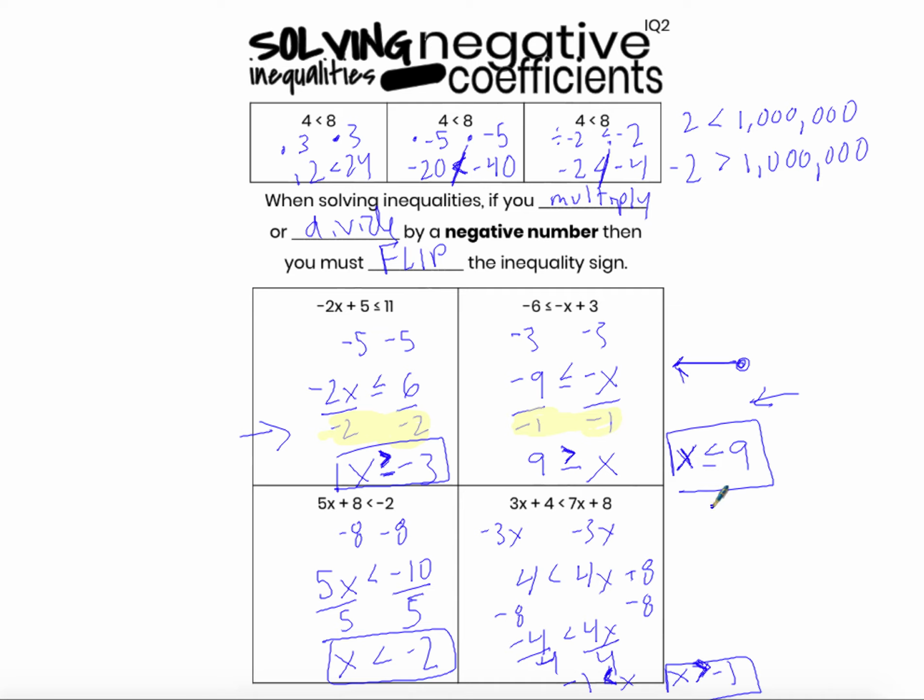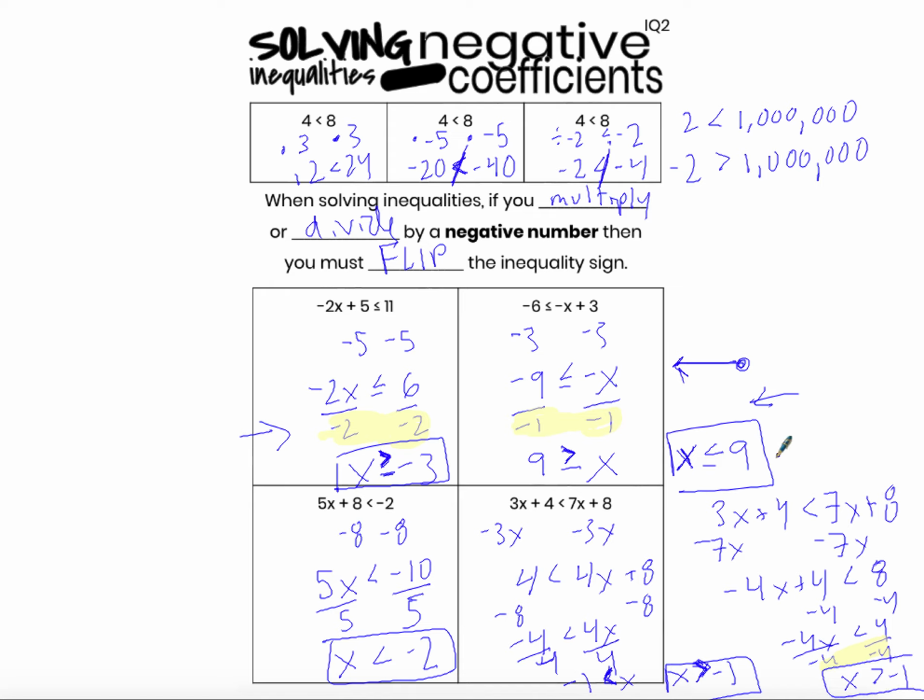If I would have solved this inequality by subtracting 7x from both sides, I could do that. It's not wrong. I'd have negative 4x plus 4 is less than 8. Subtracting 4 from both sides, I have negative 4x is less than 4. Now, if I did it this way, so I have a negative coefficient, now I would need to flip. And I would have x is greater than negative 1.